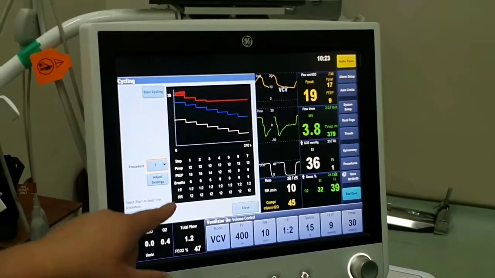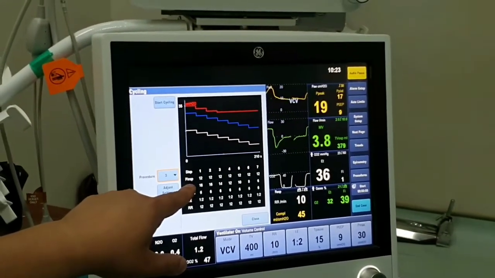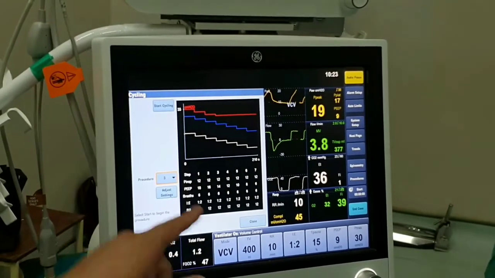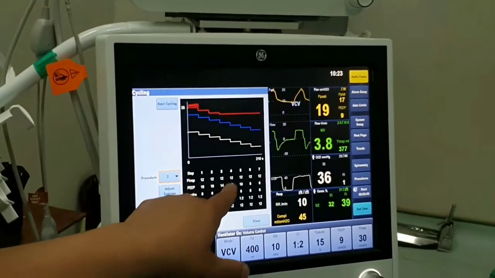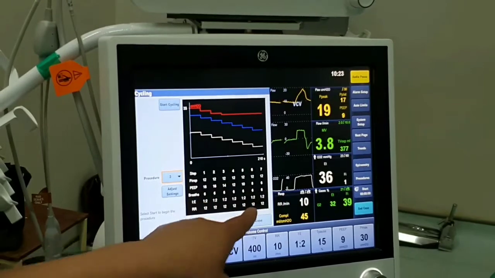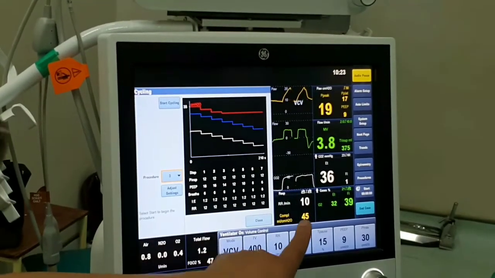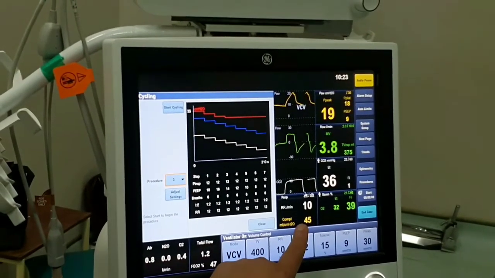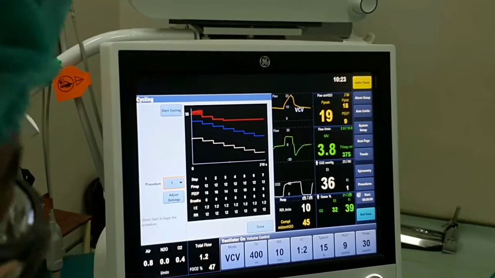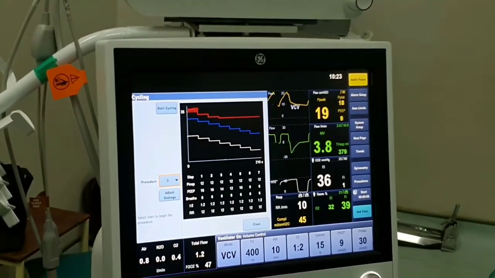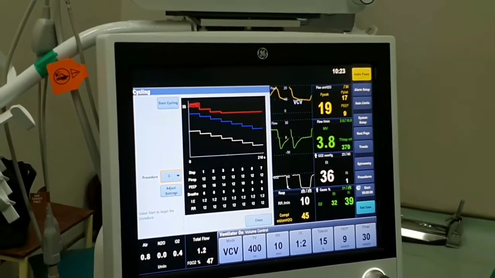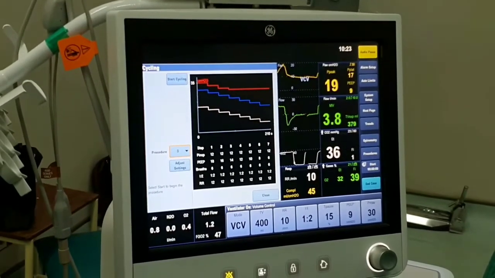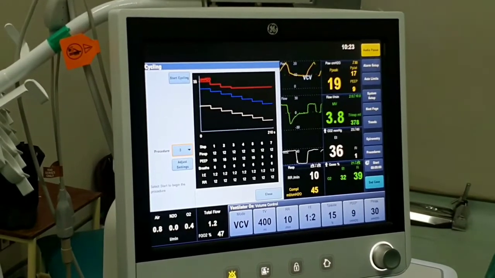So for PEEP titration, we start with high PEEP. Every few breaths, we decrease the PEEP in steps of 2. And what we want to do is look for the patient's compliance. When the PEEP is very high, the compliance is very low because the lungs are already full. It's difficult to inflate more.